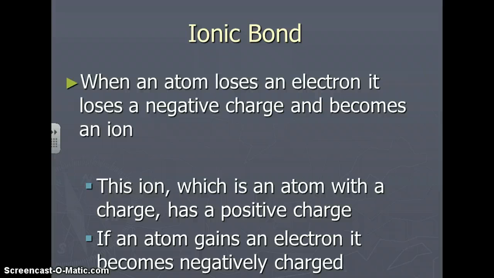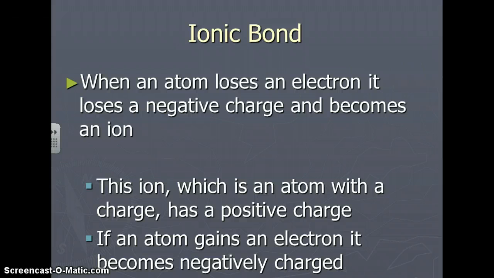For ionic bonding, this occurs when an atom loses an electron. That means it's losing a negative charge, so it becomes an ion. This ion, which is an atom with a charge, that's what we call ions, they're atoms that have a charge, then has a positive charge. So one of the electrons went away, and so now it has a positive charge.